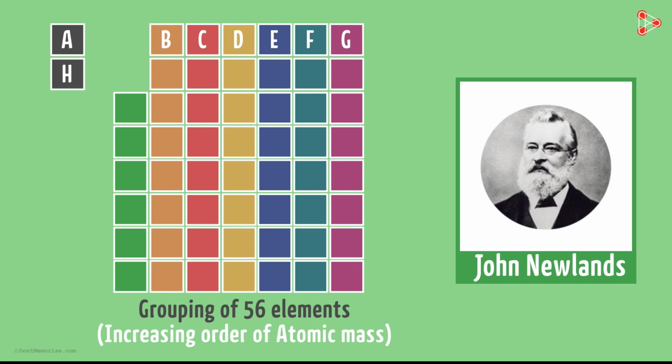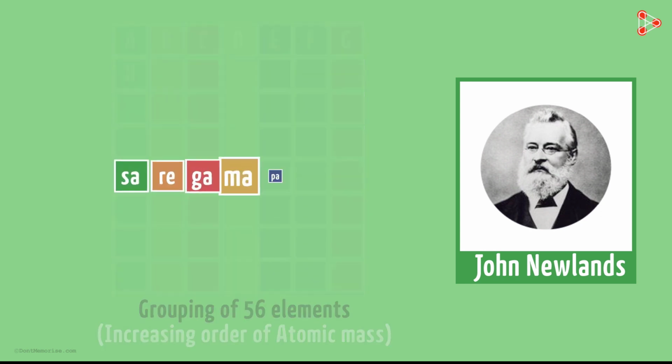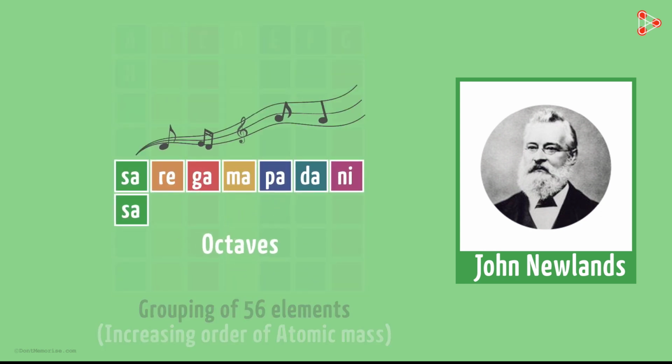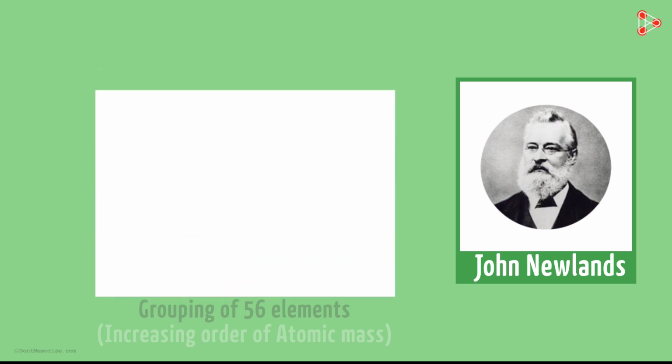Astonishingly, the arrangement also struck an analogy in his mind. Well, can you guess what analogy popped in Newland's mind? Let me help you with that. These are like octaves. Yes, octaves found in music. In case of octaves, we find that every 8th note is the same as that of the first one. He found that every 8th element in the series resembles the first in various ways.